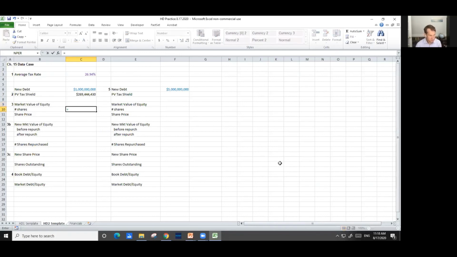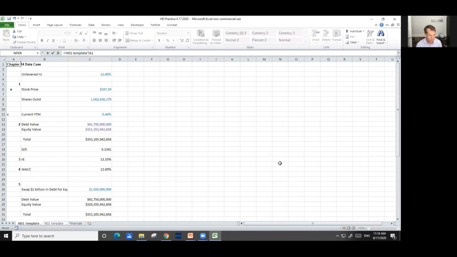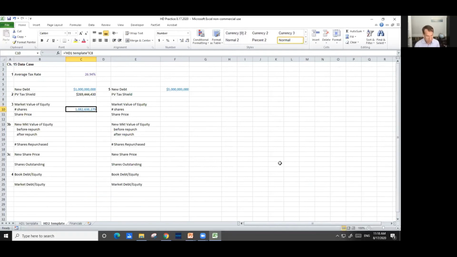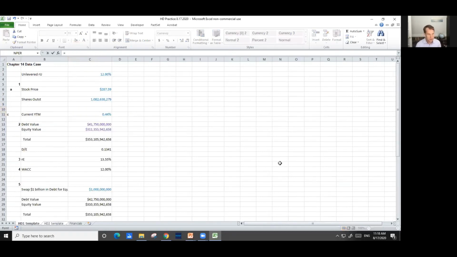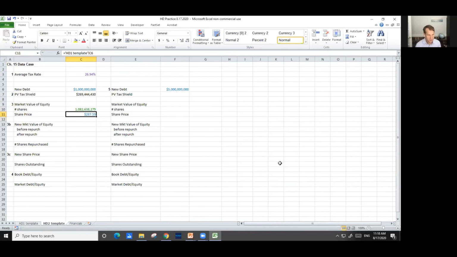See, the number of shares, we'll take it from the first part of the class. So number of shares outstanding, we'll find it in cell C8 here. So shares outstanding, 1,082,000. I'll color code it green just to show that it came from another tab. And then I'll take the share price from the earlier exercise as well. And that really gives us the components for calculating the market value of equity before repurchase.